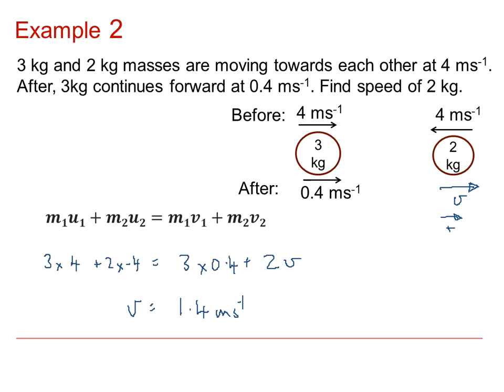So in other words, it's moving at 1.4 meters per second, that's its speed, but it's moving in the positive direction, the direction of the initial motion of the 3 kilogram mass, so that the 2 kilogram changes direction from going at 4 meters per second to the left to 1.4 meters per second to the right.